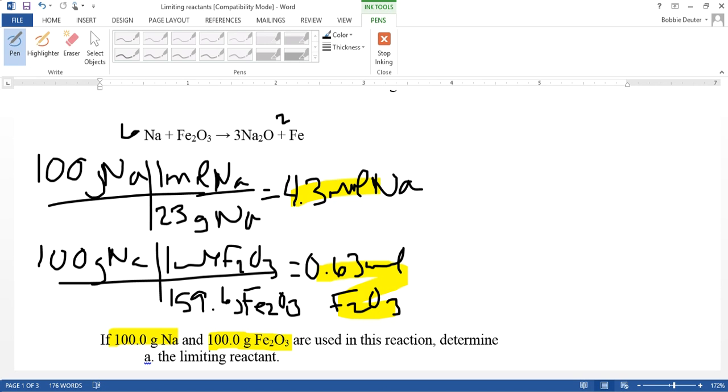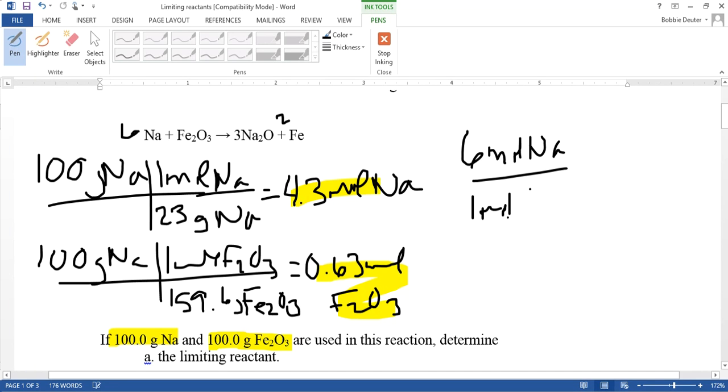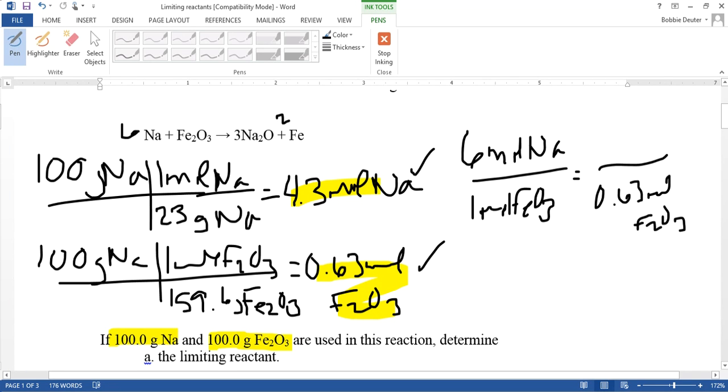What that means is we know that in the balanced chemical equation, 6 moles of Na is equal to 1 mole of Fe2O3. We know those are equal. Now, knowing that they're equal, we can set this to the opposite side using just one of these two. We don't want to use both of them. We want to use one. So let's just use iron oxide. So we're going to put 0.63 moles of Fe2O3. Instead of putting our 4.3 up here, we're going to put X moles of Na. And we're going to solve for this X.